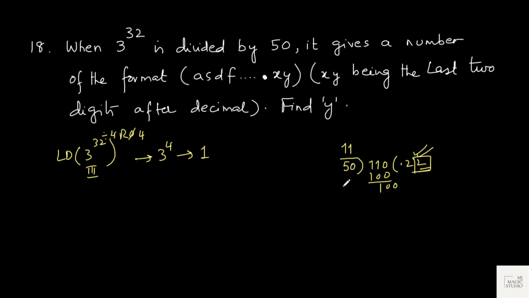If a number ending with 1 is divided by 50, then the unit digit after the decimal point will always be 2. In this case, y will always be 2. The value of y will be 2.